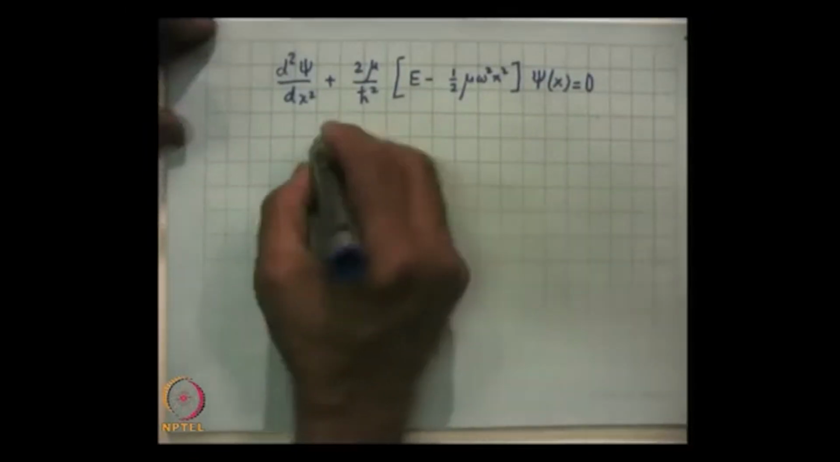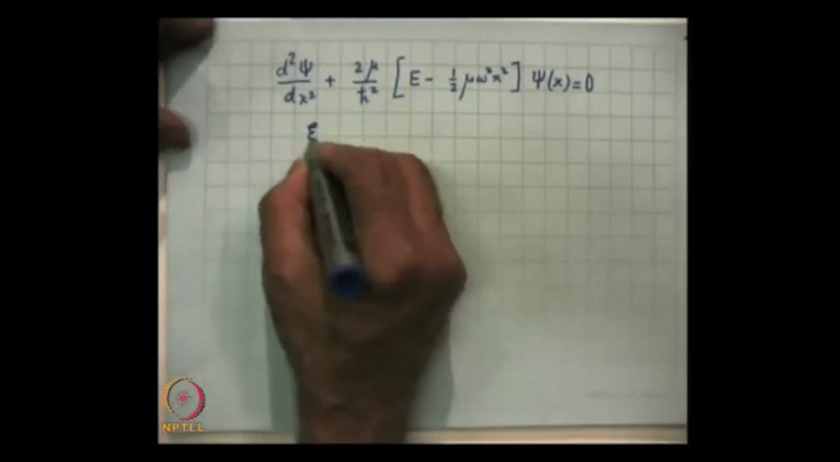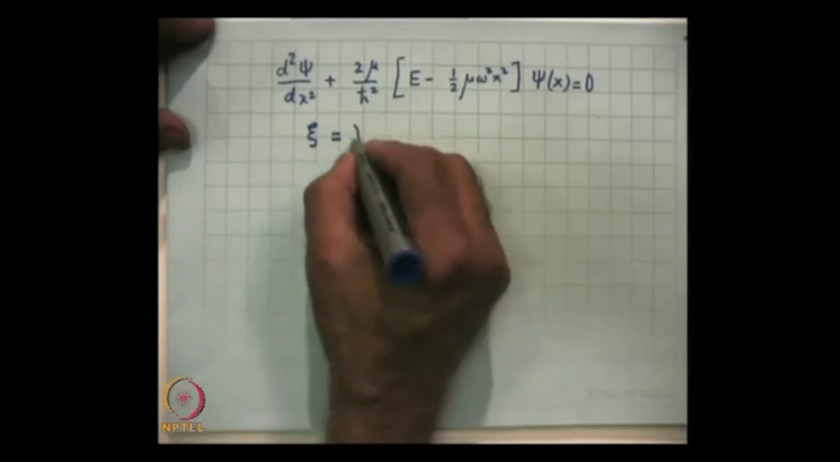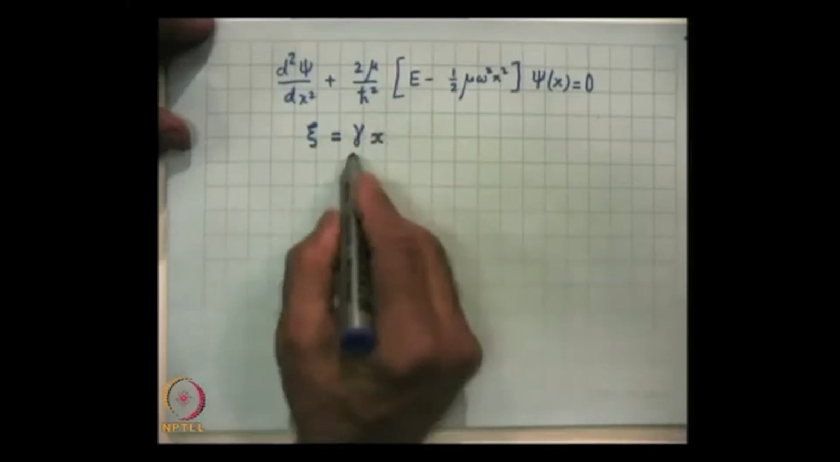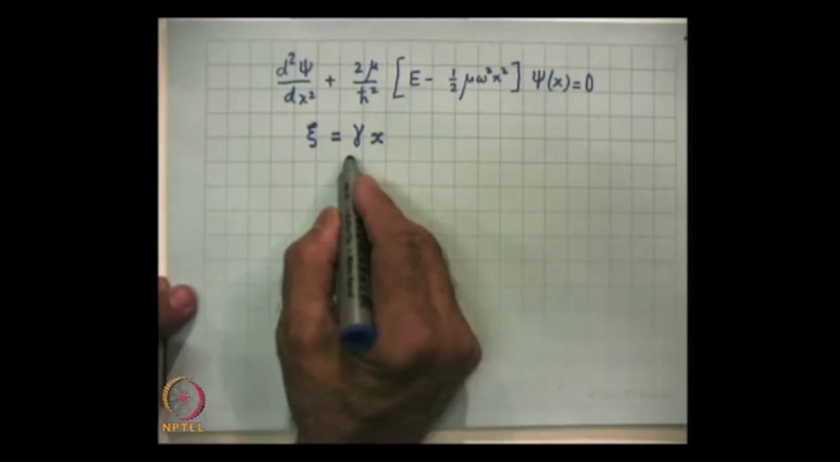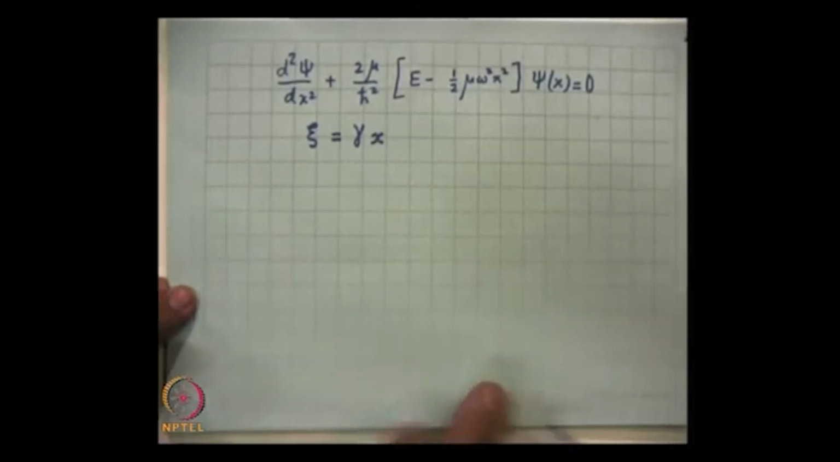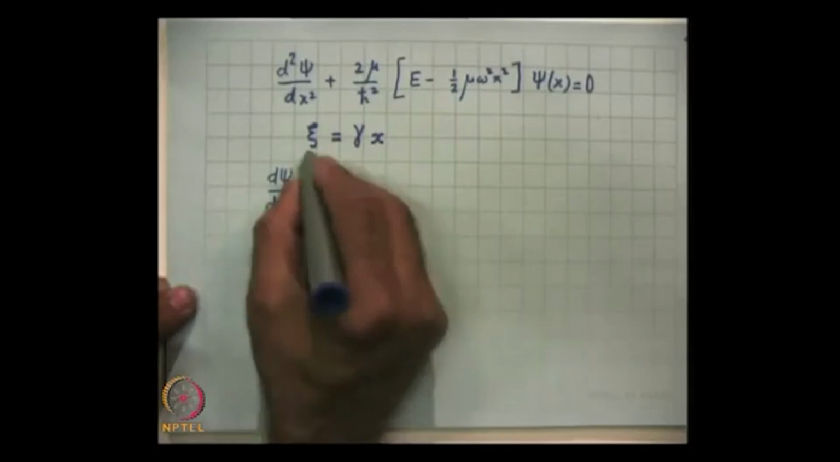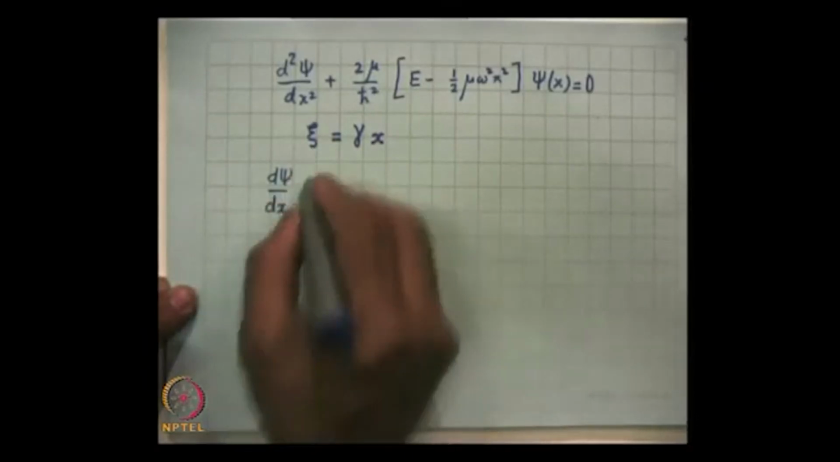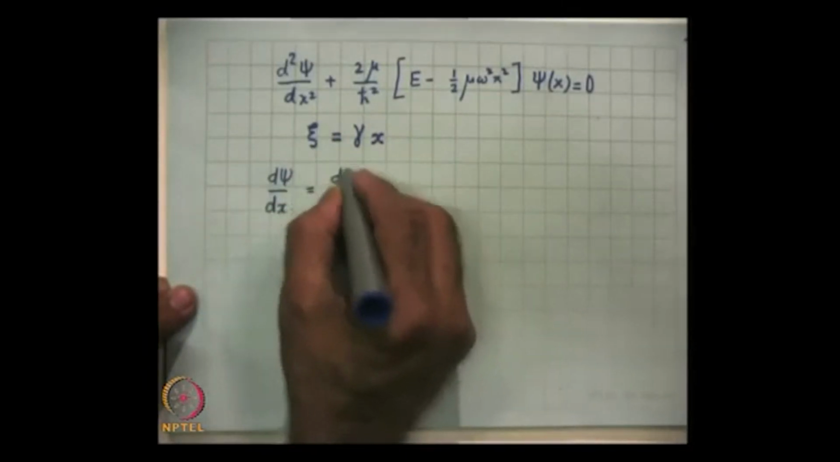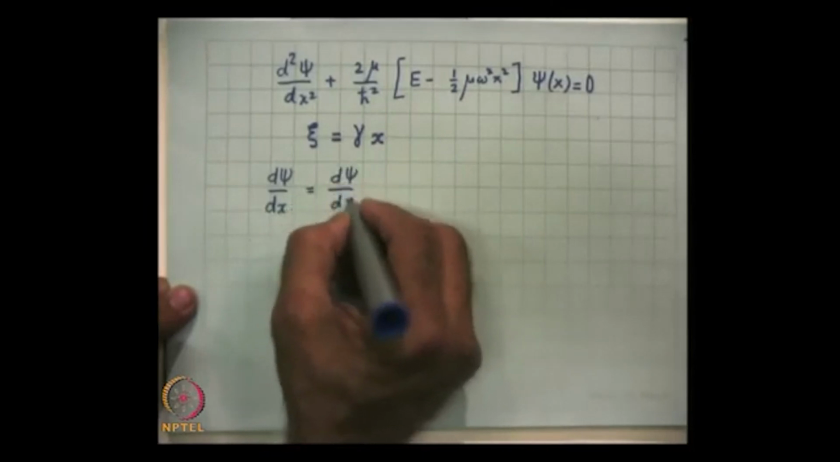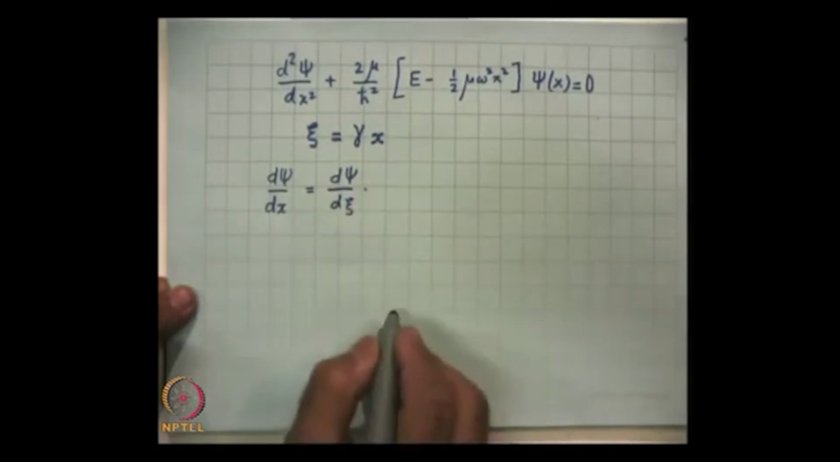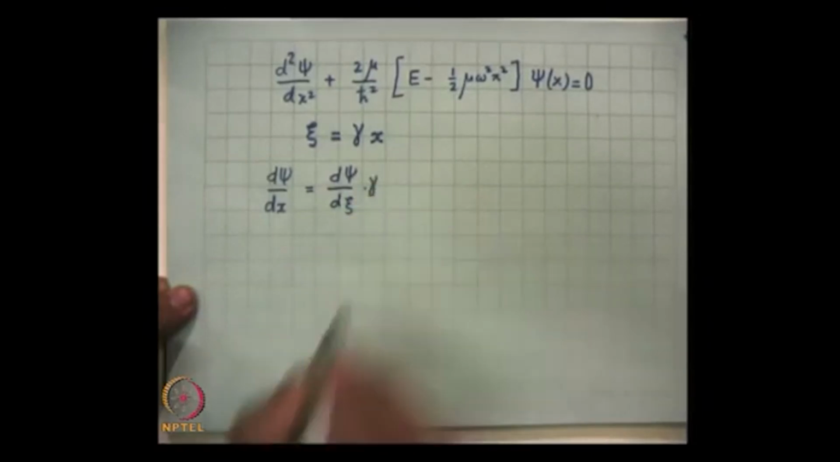So, let me put it in a little convenient form. I introduce a dimensionless variable xi, which is proportional to x. Gamma is the proportionality constant, and I will decide on its value a little later. So, d psi by dx, if I introduce this independent variable, is d psi by d xi into d xi by dx, which is equal to gamma.